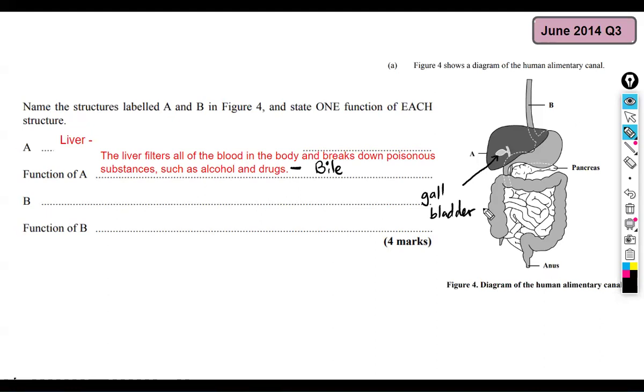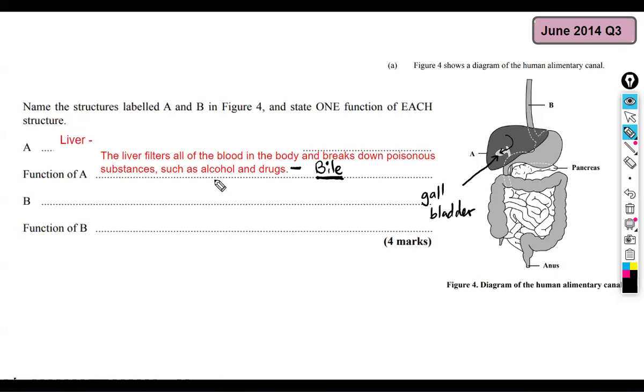I want to point out something that a lot of people mistake. The gallbladder does not make bile. The liver makes the bile, but it stores it in the gallbladder. So the gallbladder is more of a storage unit for the bile the liver made. Okay, so don't ever mix that up.